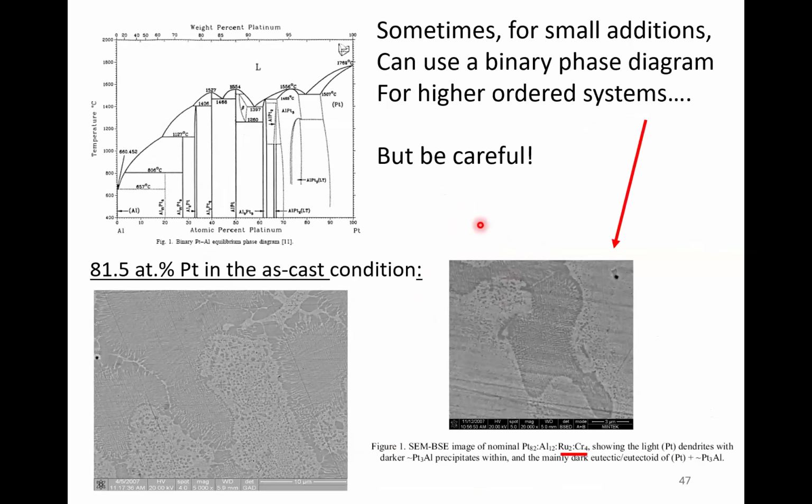And then sometimes you've got what we call a higher order system, but sometimes you can get away with using a lower order system. Here's a binary, and basically both of these are in there. You've got dendrites of platinum, and then you've got a eutectic and a eutectoid, which is this mess in here, which has become 2. And you can get away with using the binary as a guide if you've got small amounts of other things in there.